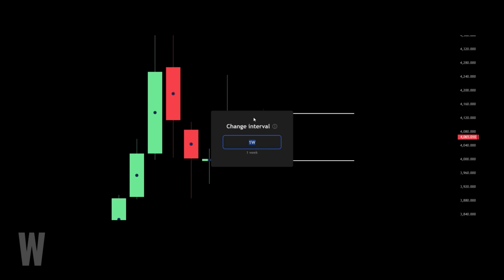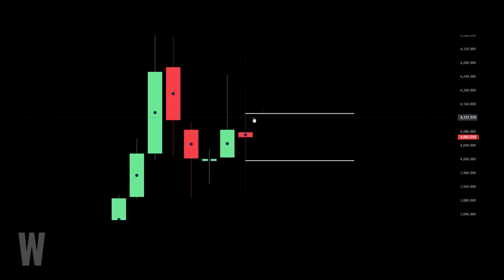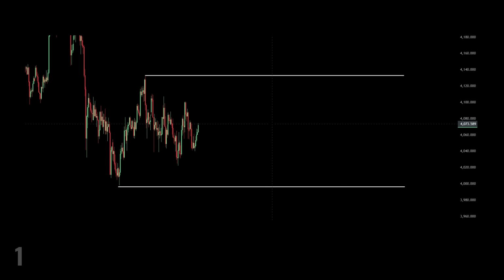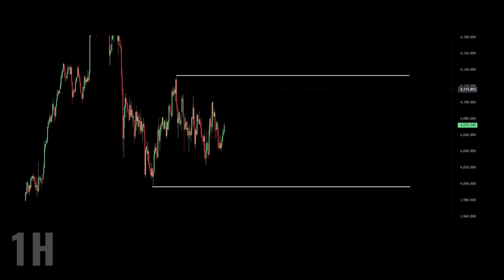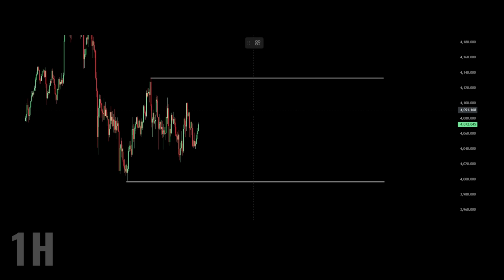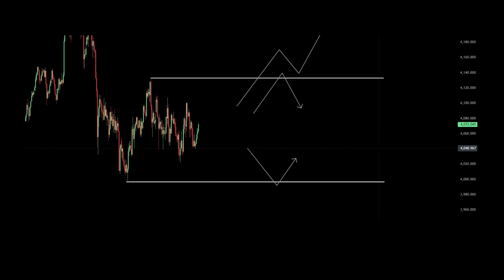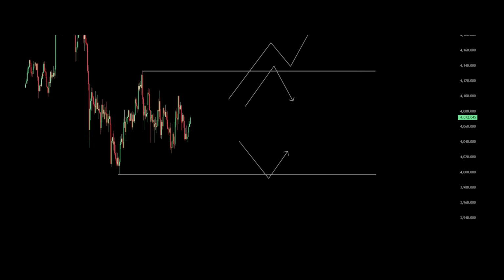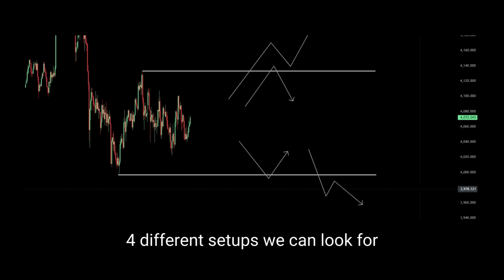Once I've got that set up, I like to go into the 1 hour time frame. So here I am on the 1 hour time frame, and it's the start of the new week right now. So as I explained before, either price is going to find rejection at the top, or it's going to find rejection reversal at the bottom, or it's going to break through the top, continuation to the upside, or it's going to break through the bottom and continuation to the downside. Those are going to be the 4 different trade angles we can look for.